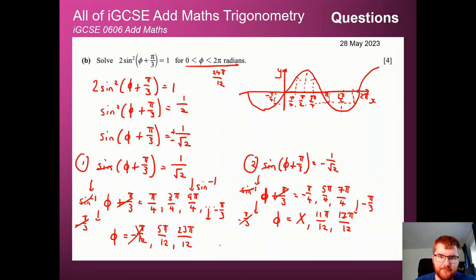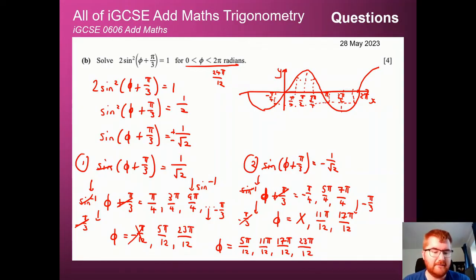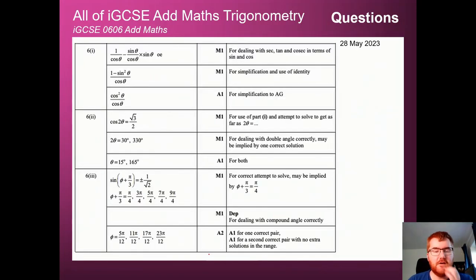So our final answer, I'll make this very clear for the examiner. We have 5 pi over 12, 11 pi over 12, 17 pi over 12, and 23 pi over 12, which gives us all the solutions for this particular quite tricky trig equation. So you can check your answers there. So have a look through exactly how I've worked that out. So hopefully that is useful to you.